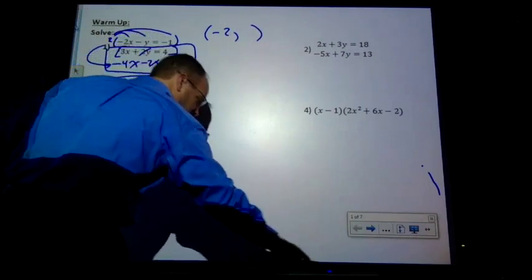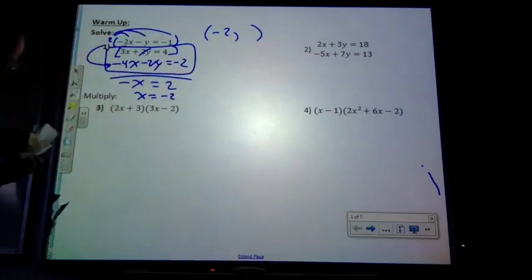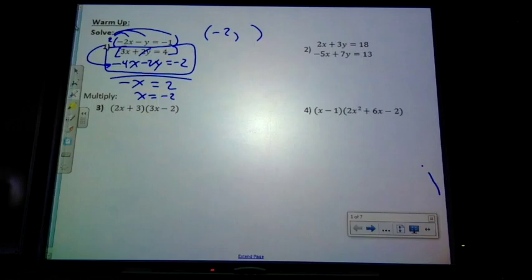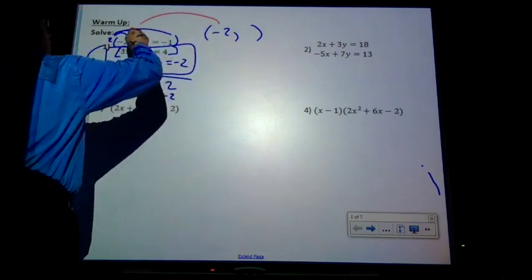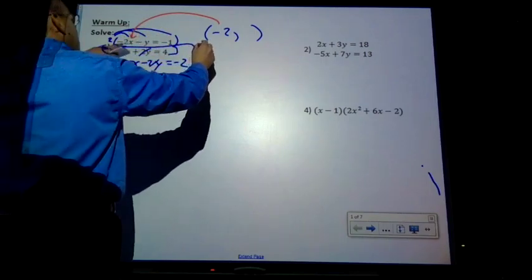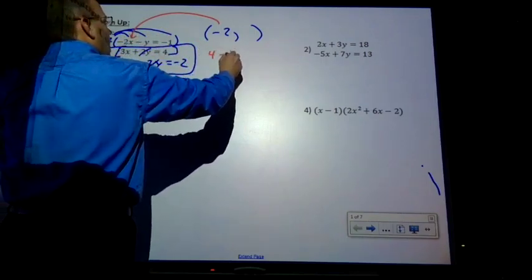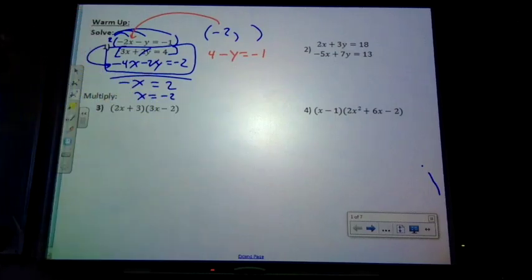I'm looking for a y value now, correct? Okay, Sophia. I wanted to find a y value. Where should I plug that negative 2 in? To the top equation or the bottom equation? Your choice. Top, okay. So I plug negative 2 in for that. That's going to give me 4 minus y equals negative 1. Agree?